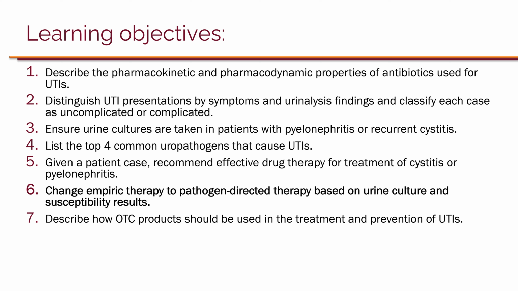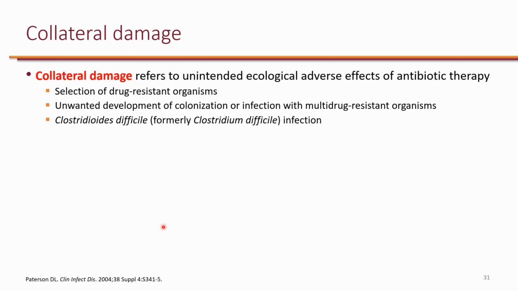Now, the next learning objective is to change empiric therapy to pathogen-directed therapy based on urine cultures and susceptibility results. The concept of collateral damage refers to unintended ecological adverse effects of antibiotic therapies, and this includes selection of drug-resistant organisms as well as unwanted development of colonization or even infection with multi-drug resistant organisms.